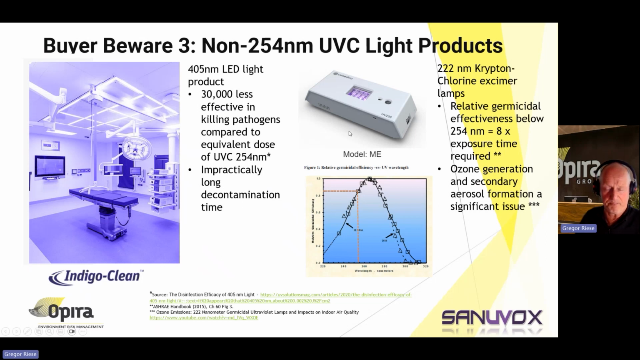This is the germicidal effectiveness curve, where you can see 254 is near the top of the curve in terms of capacity to kill pathogens. 222 is sitting down here, and 405 is actually off the graph. I think sunlight's more effective than 405. Anyway, these other lighting products do confuse the marketplace, and it's hard for a consumer to distinguish between what works and what doesn't.